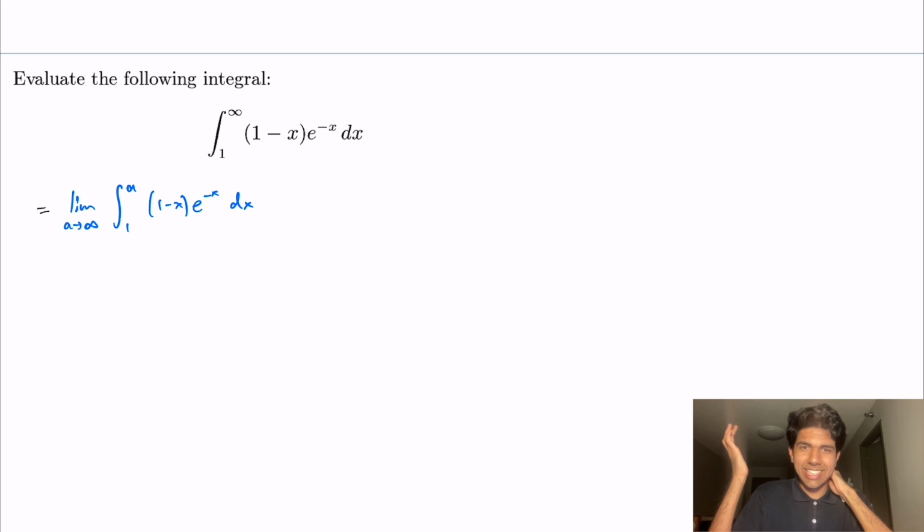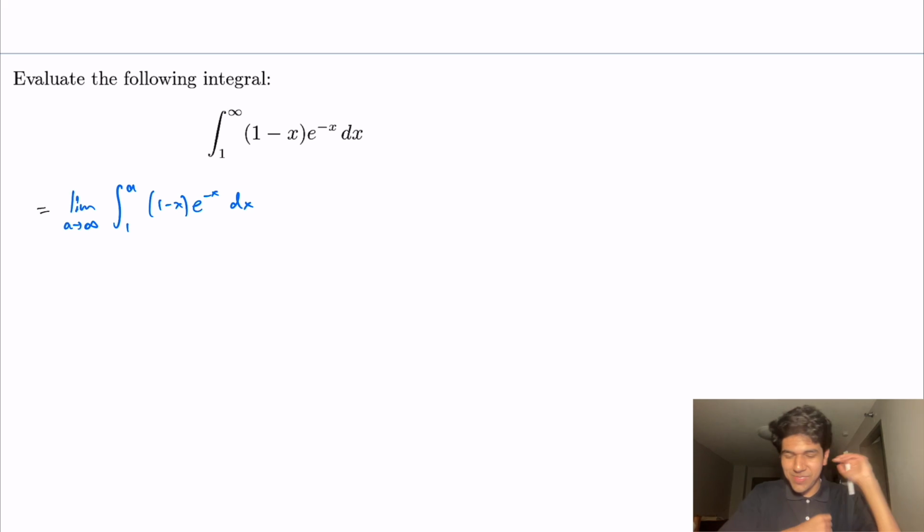Some of the advanced trig techniques don't seem to work here. Integration by parts could work. That's definitely a viable option, but maybe there's one that's even quicker. So I hope you've seen our video on tabular integration, because that's the technique we're going to be using here. Let's do some tabular integration.